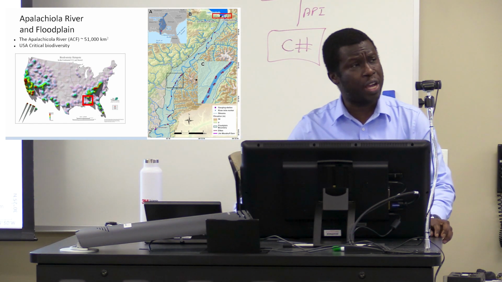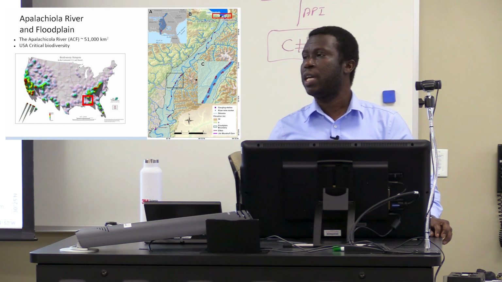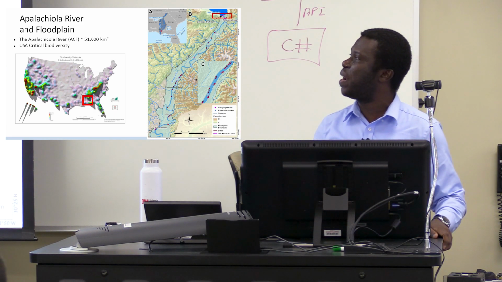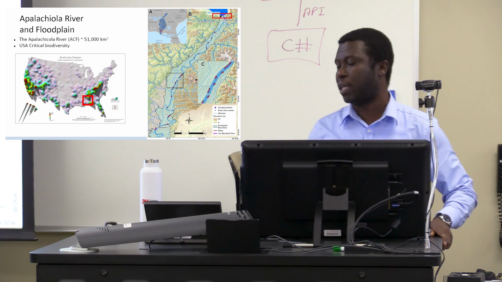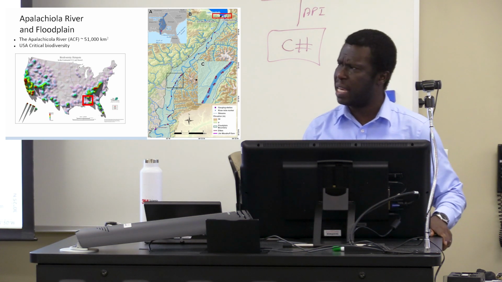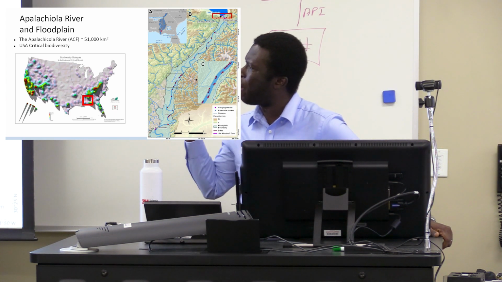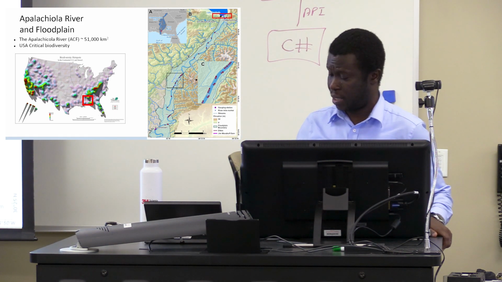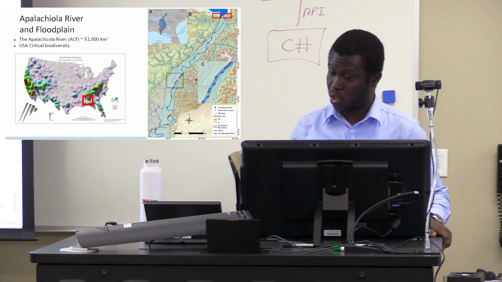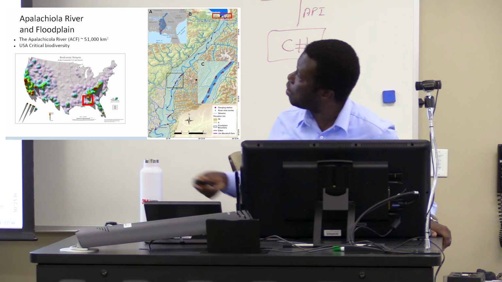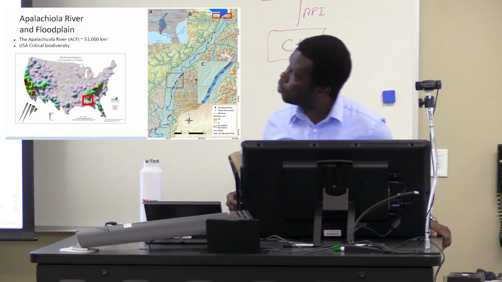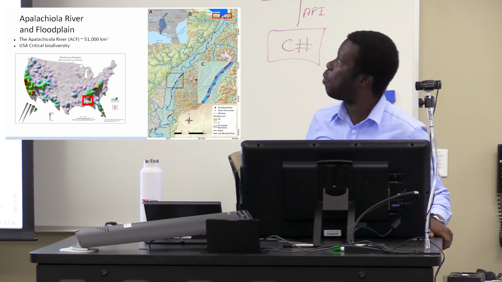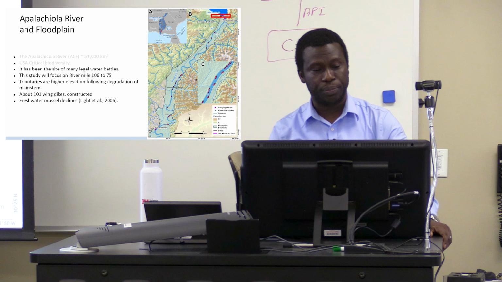The Apalachicola River is located in the Apalachicola-Chattahoochee-Flint River Basin. And this basin drains an area of 51,000 square kilometers. And the Apalachicola River is an important biodiversity hotspot within the southeast United States. And a dam was constructed there, the Jim Woodruff Dam. And also an artificial lake was created after the dam was constructed, which is Lake Seminole.